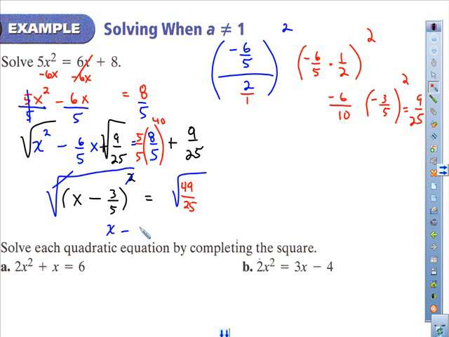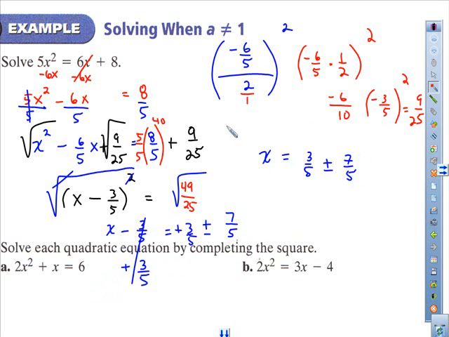We're left with x minus 3 over 5 is equal to, alright, we're going to have a plus or minus. Okay, then right here, what do we have? We're going to have 7 over 5. Then the last step, we're going to add 3 over 5 on both sides. Add 3 over 5. So this eliminates. So we're left with x is equal to 3 over 5 plus or minus 7 over 5.